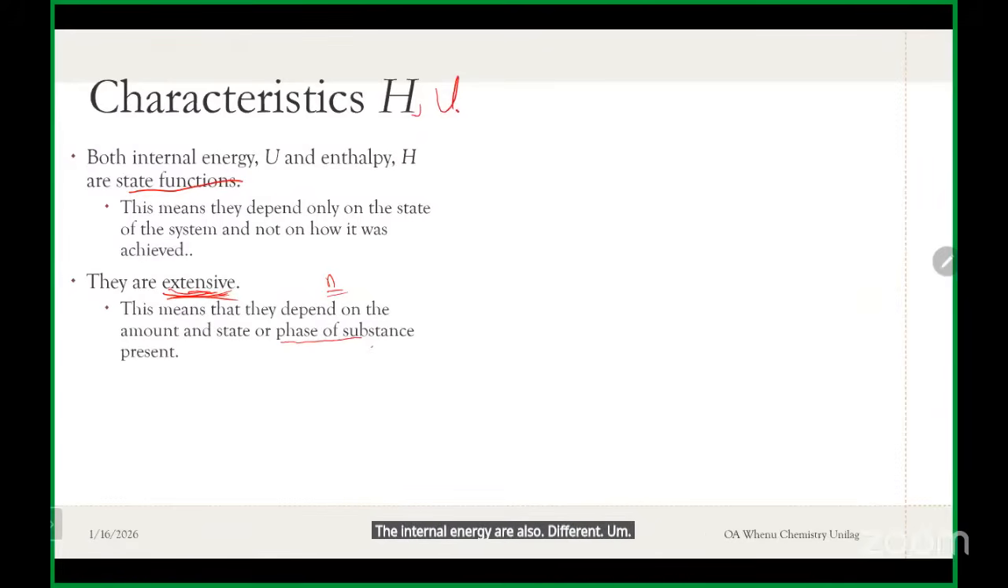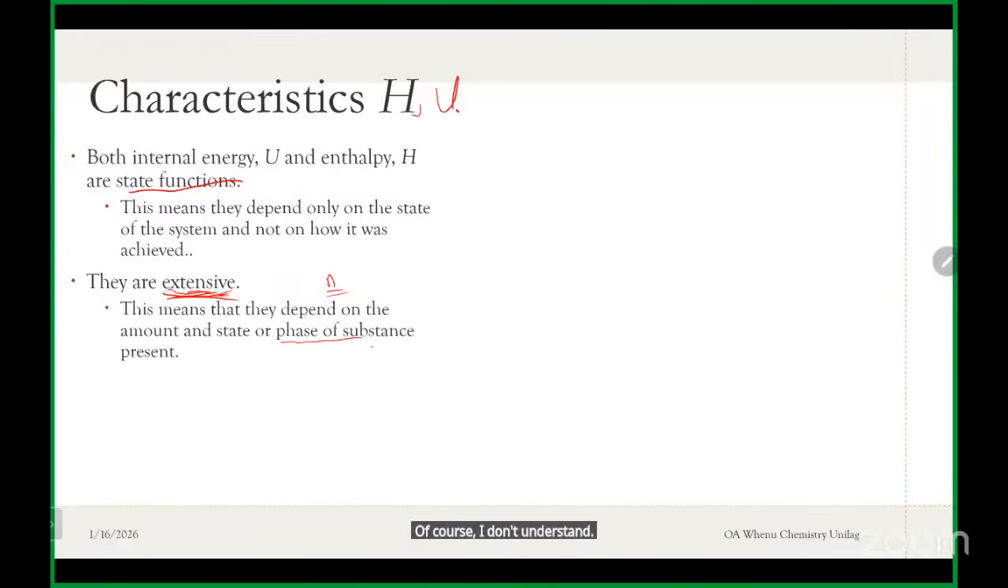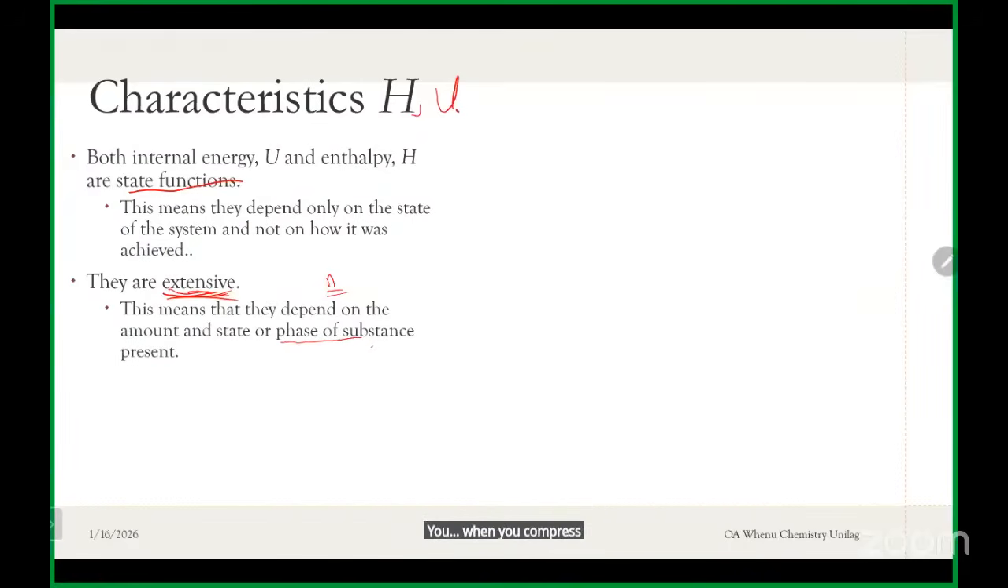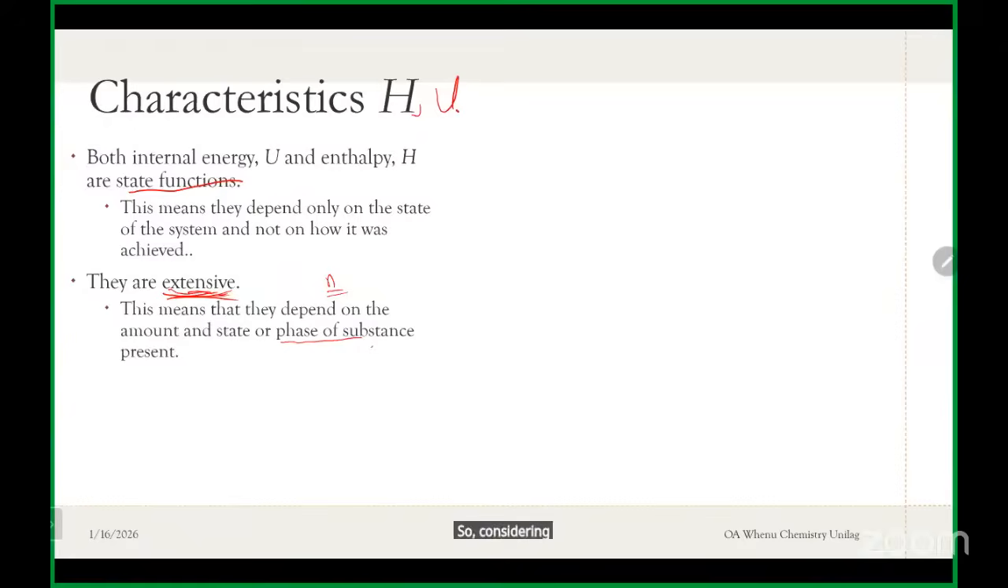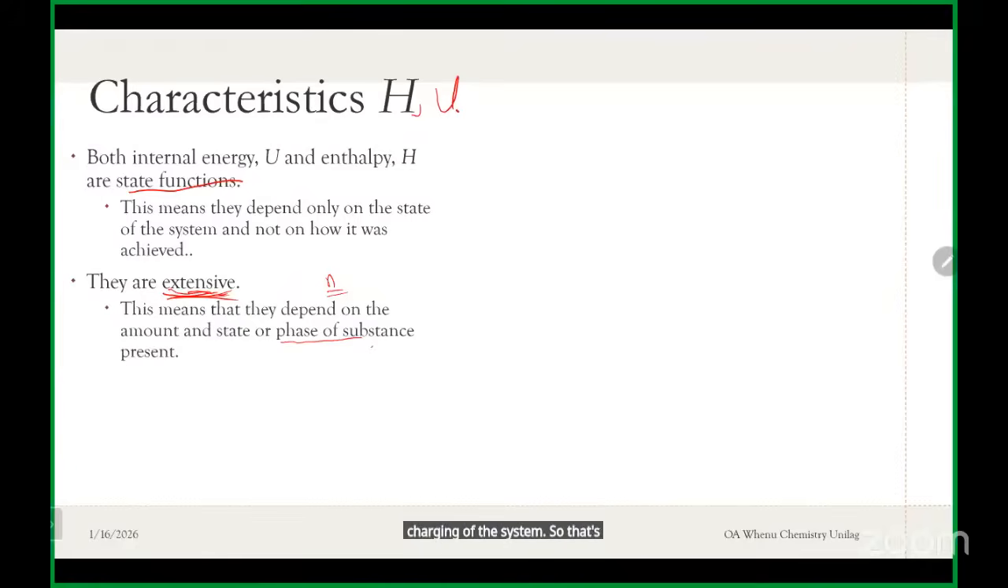I need an example of how work is done on a system because I don't understand that part. Work is done on a system. The example that we gave: when you compress, you increase the energy of the system. That's one of the examples that we gave the other time. Considering other systems, electrical work will probably be charging of the system. So that's doing work on the system.